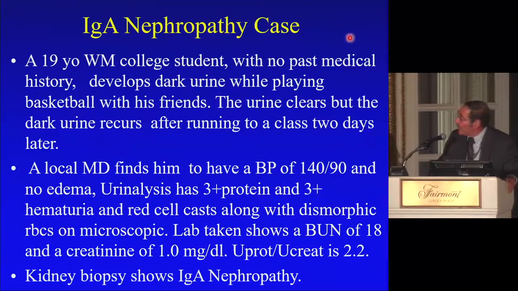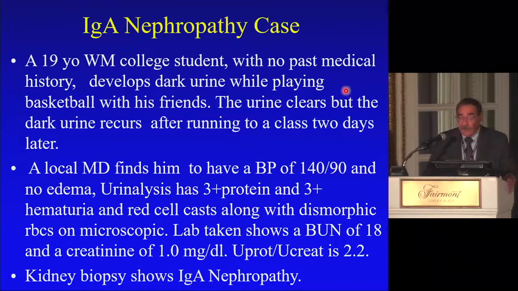So this is a 19-year-old white male college student, no past medical history. He develops dark urine while playing basketball with his friends. His urine clears up, but a few days later, he's running to class, the dark urine recurs. A local doctor finds him to have a blood pressure of 140/90, no edema. They do a urinalysis. He has 3+ protein, 3+ hematuria, and it turns out, if a lab ever did that, it reports red cell casts along with dysmorphic red cells on microscopic.